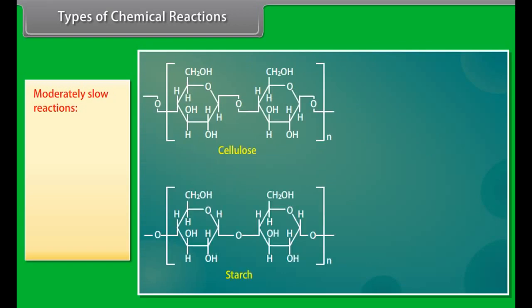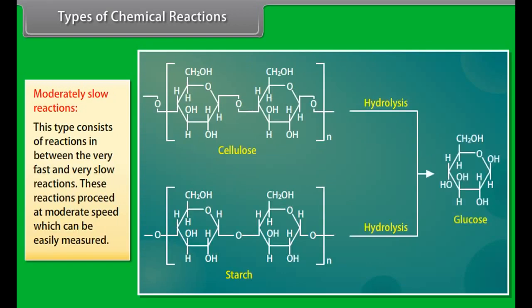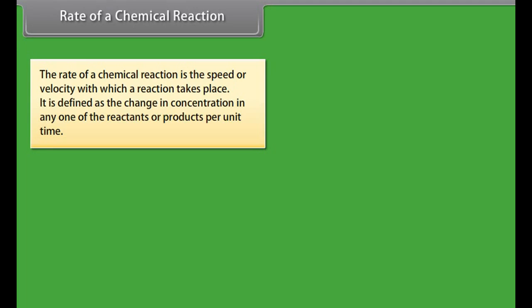Moderately slow reactions. This type consists of reactions in between the very fast and very slow reactions. These reactions proceed at a moderate speed which can be easily measured. For example, hydrolysis of starch. Rate of a chemical reaction. The rate of a chemical reaction is the speed or velocity with which a reaction takes place. It is defined as the change in concentration in any one of the reactants or products per unit time.